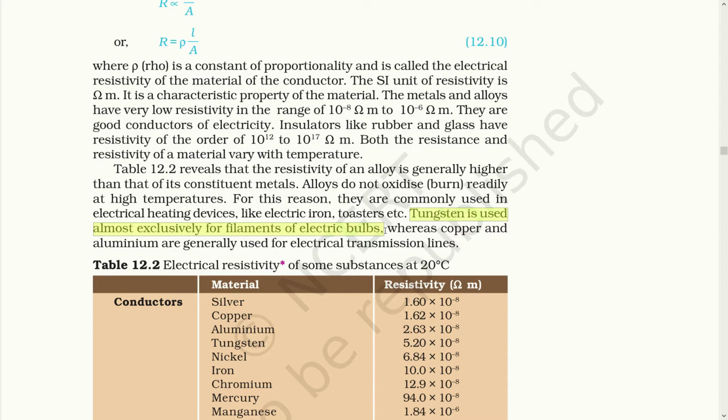The wire that was tied inside that bulb was tungsten. Its temperature is more than about 3000 centigrade. Whereas copper and aluminium are generally used for electrical transmission lines because they are good conductors of electricity. They have low resistivity, so more current can be passed through them with less loss.